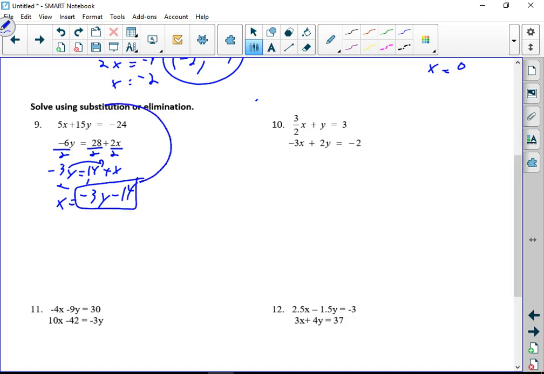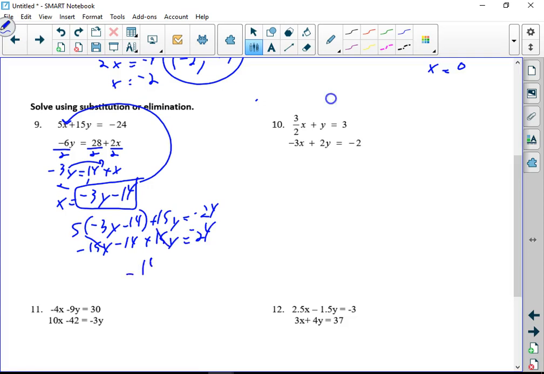This I then plop right in there. 5 times -3y minus 14 plus 15y equals -24. 5 times -3 is -15y minus 14 plus 15y equals -24. The y's cancel, and I get this crazy statement of -14 equals -24. That is a false statement. If I get a false statement, that means there's no solution, which means these two lines, this one and this one, run parallel to each other.